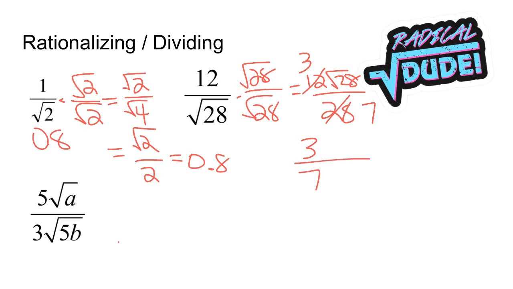Now, radical 28 actually has a square root of 4 in it. It is the square root of 4 times the square root of 7. So the final answer would be 6. That's 3 times the 2. The square root of 4 is 2. 6 radical 7 over 7.